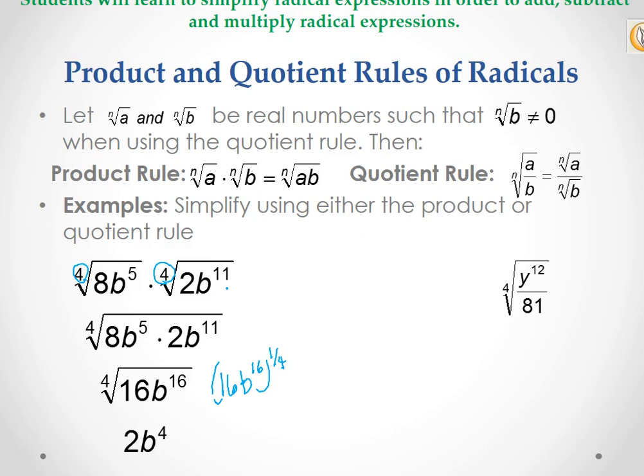Now we have a quotient. So we have the 4th root of y to the 12th divided by 81. So we can break that into the 4th root of y to the 12th and the 4th root of 81. Well, the 4th root of y to the 12th, again, you can write that as y to the 12 power divided by 4. 12 divided by 4 is 3, so we're going to have y to the 3rd. And the 4th root of 81 is 3.